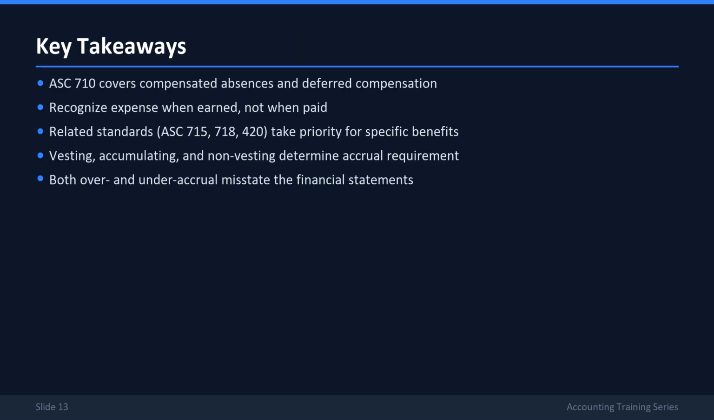Let us review the key takeaways from this section. ASC 710 covers two areas: compensated absences and deferred compensation. The matching principle requires recognizing compensation expense when the employee earns the benefit, not when it is paid. Related standards including ASC 715, ASC 718, and ASC 420 take priority for specific compensation types. The distinctions between vesting, accumulating, and non-vesting absences drive the accrual requirement, and both overaccrual and underaccrual produce misleading financial statements.